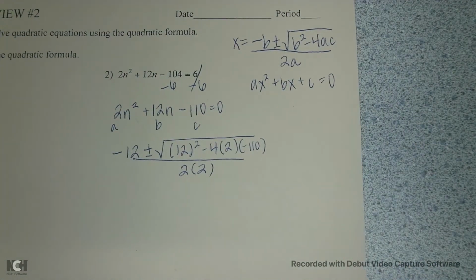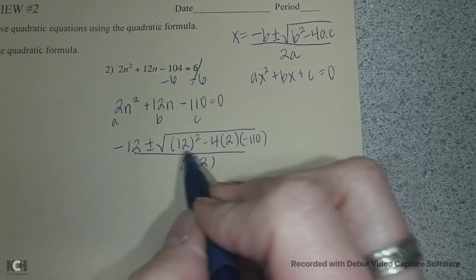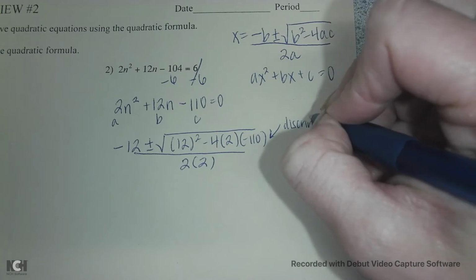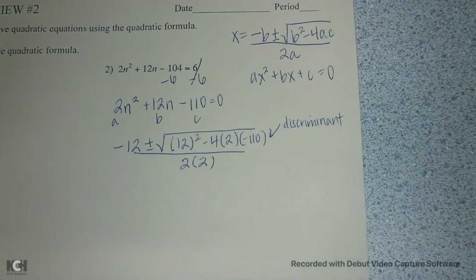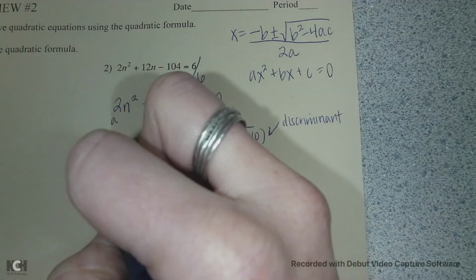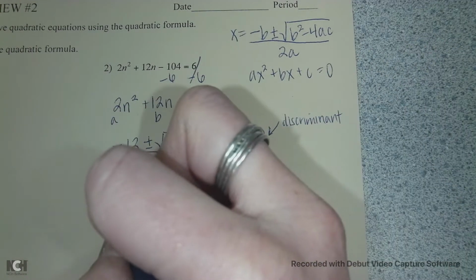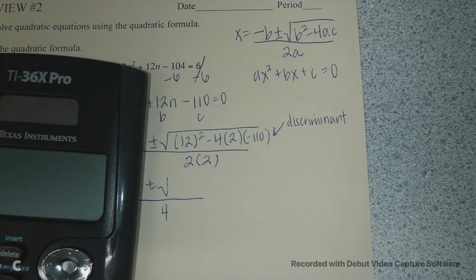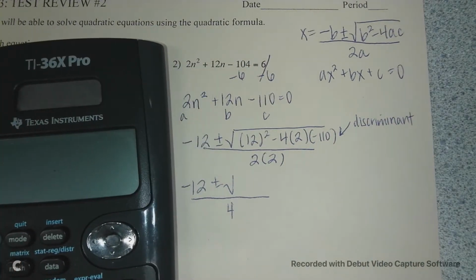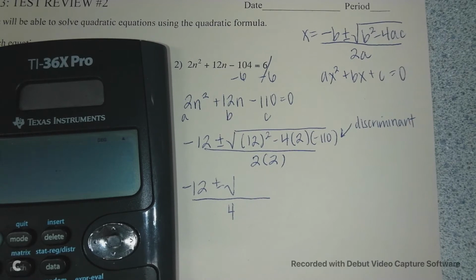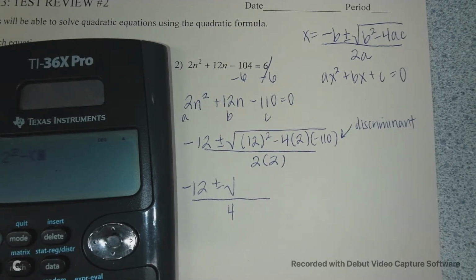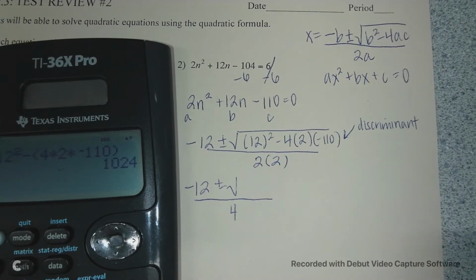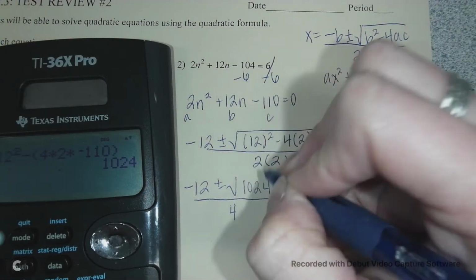Okay, so now we're just going to simplify the discriminant. So the radical, remember this is the discriminant. We still have our negative 12 out in front, and underneath here we have 4. And then inside my radical, I have 12 squared minus 4 times 2 times negative 110. And that gives me 1024.